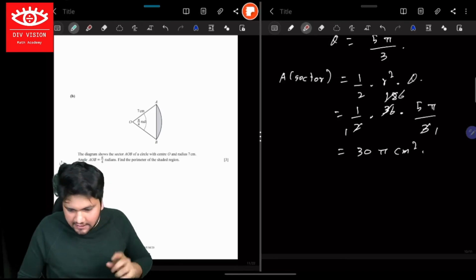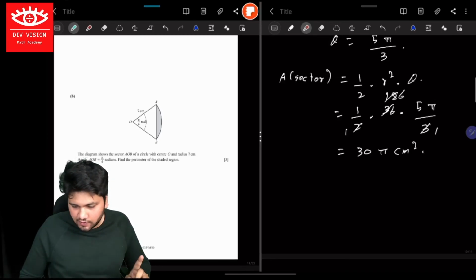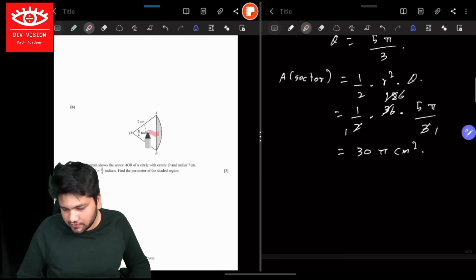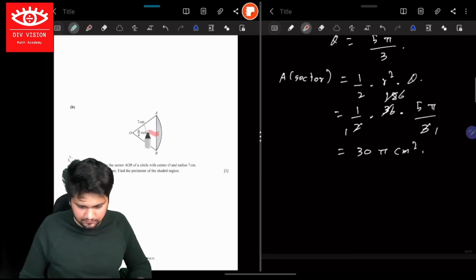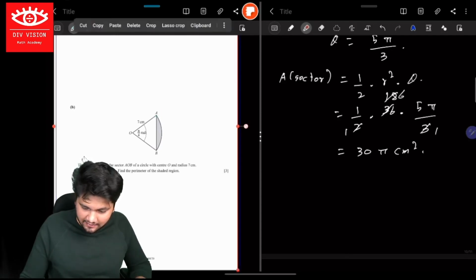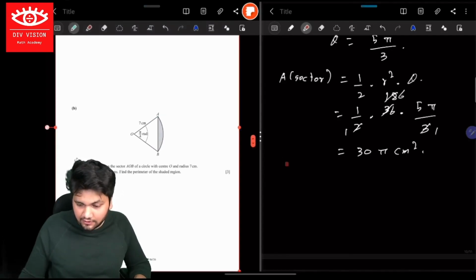Now let's start part B of this question. As you can see here, we have the sector OAB. The diagram shows the sector AOB of a circle with center O and radius 7 centimeter. Angle AOB is pi by 4, like this angle. Find the perimeter of the shaded region. So as you can see, the shaded region is this. You need to find the perimeter, so we are going to use length of arc and all.